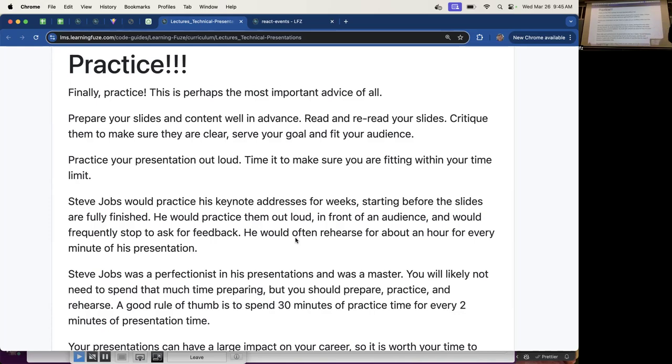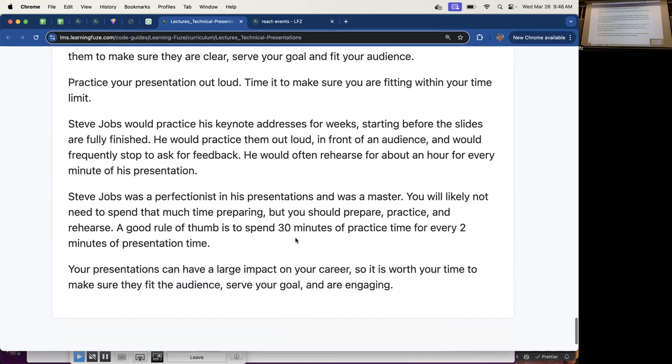All right. Now, you probably don't have to do that. Steve Jobs was a perfectionist. He was a master at presentations. I don't think I've ever seen anybody do presentations as well as he does. He was phenomenal at giving presentations. And, you know, he had a multi-billion-dollar company, depending on how well he did. So he practiced them. So you don't have to practice them for that long, most likely.